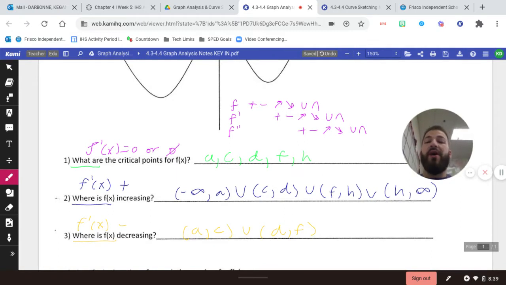Notice really these should play off of each other because it's either positive, negative, or equal to 0. So I have all of my critical points, which are shown down here. And all my increasing intervals are different than my decreasing intervals. I shouldn't have any intervals that repeat. So that's a nice way to check yourself on those.